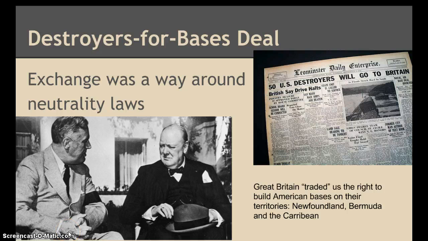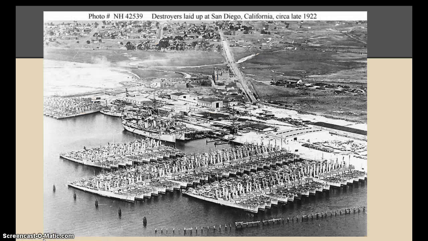Okay, so is it a way around us being neutral? You guys certainly can begin to question, how can we remain isolationist? Here is a picture of the old destroyers that are laid up at San Diego, and this is what Great Britain gets. And remember, what do we get in return? We get to build naval bases.